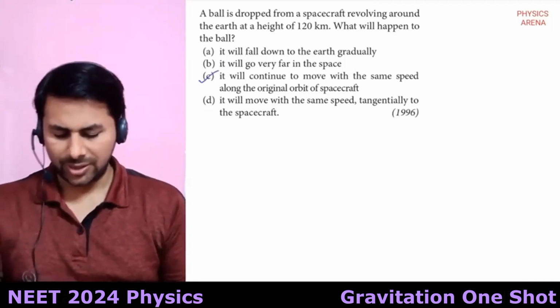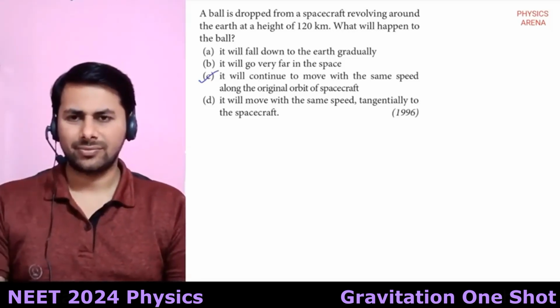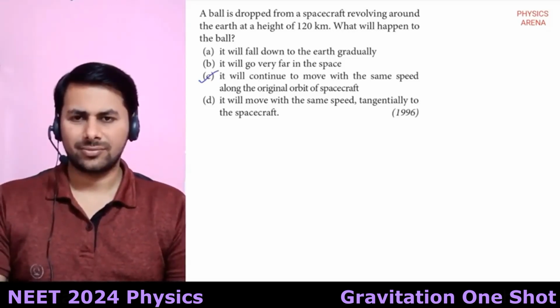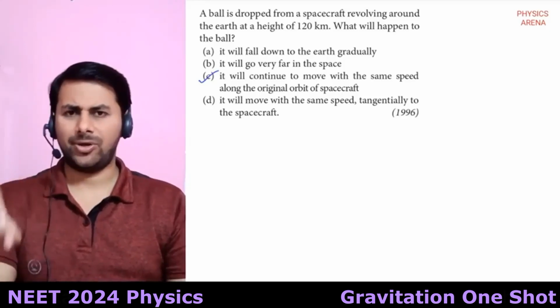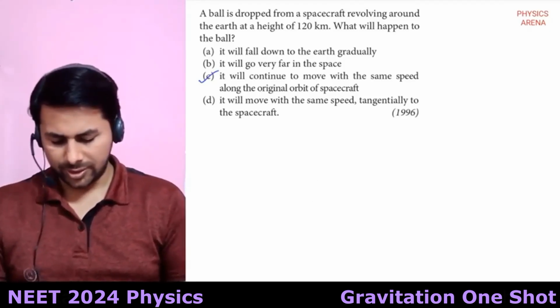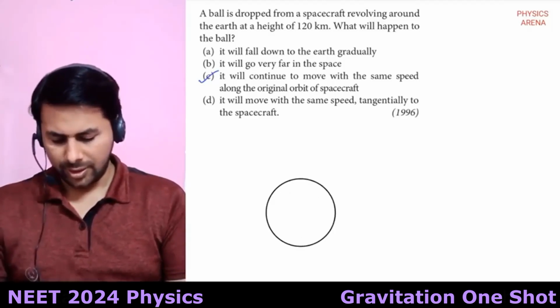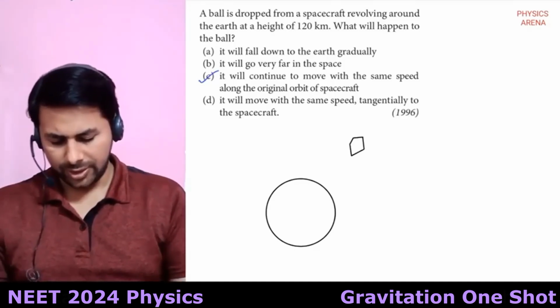Okay. Its answer is option C. It will keep on moving in the circle, right? Because when you release that ball, what will happen? Suppose this is Earth, here is your satellite, and you release a ball.